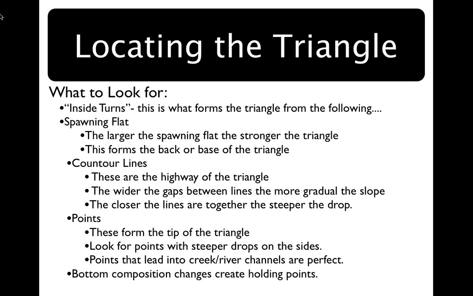So the larger the spawning flat, the more fish are able to live there, and the better it's going to be. Now, the next biggest thing, contour lines. That's where the Navionics comes into play, is where we can look at contour lines. These are going to be the highways of the triangle. These are how fish move throughout the water system, just like we drive down the road on the highway. Right? The yellow and the white lines on the highway that we stay in between are contour lines for the fish.